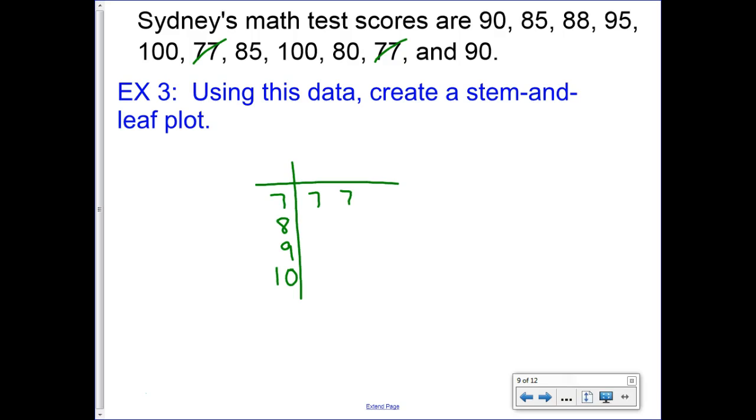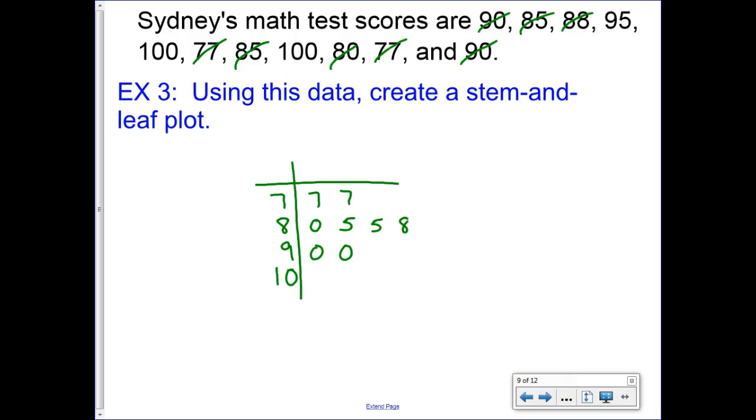And then for my 80s, the smallest 80 I have is a 0. And then I have 85, and I have another 85. I have an 88. And that looks like it for my 80s. For my 90s, I have 2 just plain 90s.